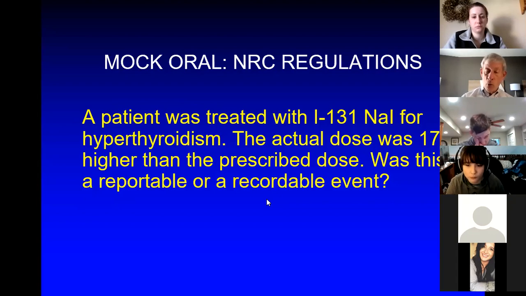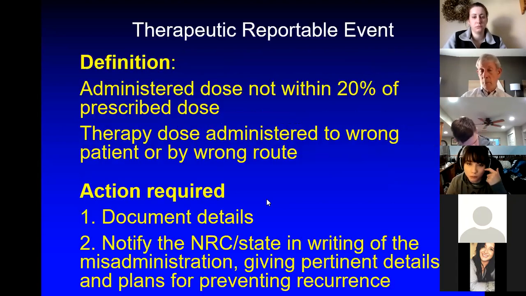Was that recordable or reportable? Now, for therapy, it should be within 10%. So 17% is too high, but is that a reportable event? And the answer is no. If it didn't exceed 20% in either direction, plus or minus, that is a recordable, but not a reportable event. So for therapeutic, an administered dose not within 20% is reportable.